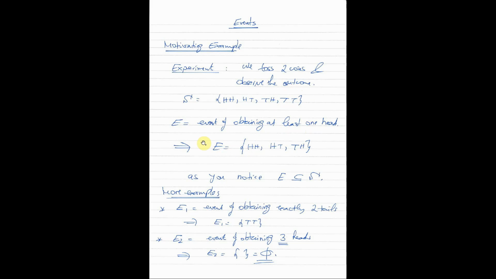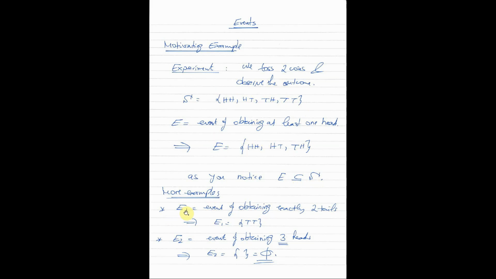which means this tails, tails is not part of the event. So simply speaking, the sample space contains all outcomes: heads, heads; heads, tails; tails, heads; and tails, tails. The event of obtaining at least one head can be expressed as heads, heads; heads, tails; and tails, heads. So these three outcomes identify the event. Have you noticed that this event is a subset of the sample space? So this event contains the first three outcomes of the sample space. We say the event is a subset of the sample space. Let's look at some other examples.